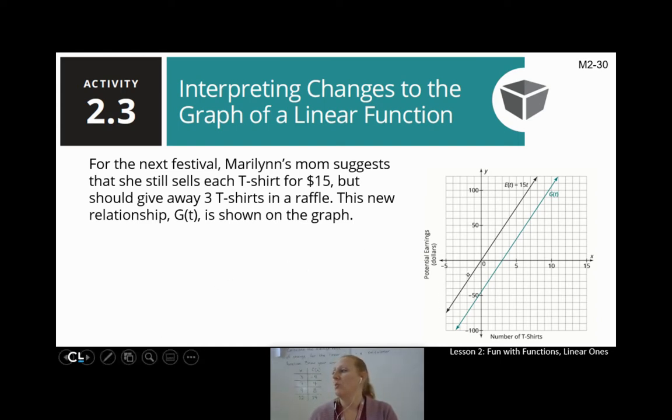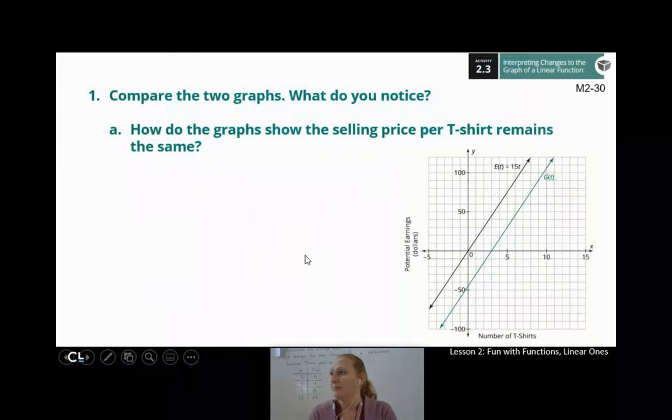So you can see, here's our original relationship, here's our original graph, E of T. This is what we had last time, right? But now that she's given away 3 t-shirts for free in that raffle, look at what's happened to our graph. It's shifted over 1, 2, 3 units. Because again, it's 3 t-shirts, and we said t-shirts was our X, and money was our Y. So now we've shifted over 3 t-shirts, and she's giving away 3 t-shirts. Fair enough. So here is G of T. This is what we're going to start examining today. This is what we're going to start playing with today.